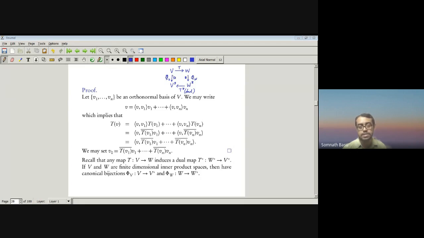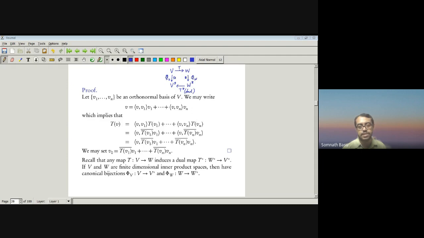Over the reals, this is a linear isomorphism. Over the complexes, this is an antilinear isomorphism. Same here. So let's say we are doing everything over the reals. This is a linear isomorphism. This is a linear isomorphism. You have the map T. You have the dual map T star.